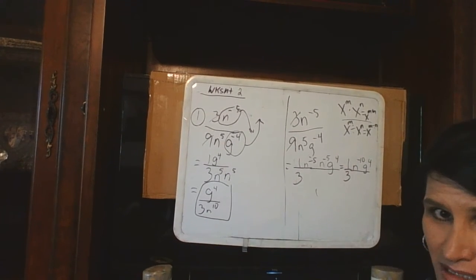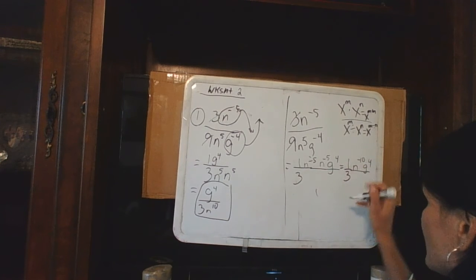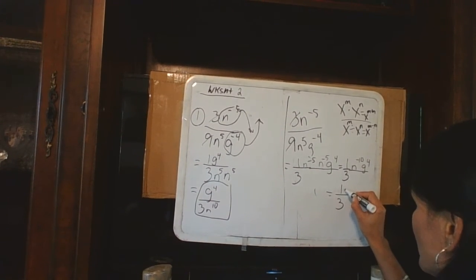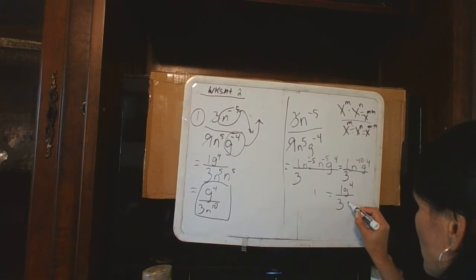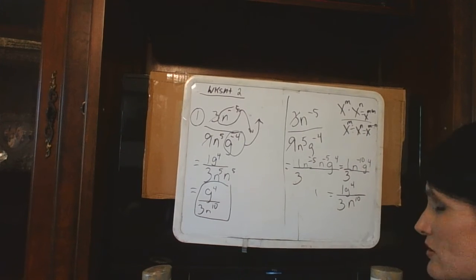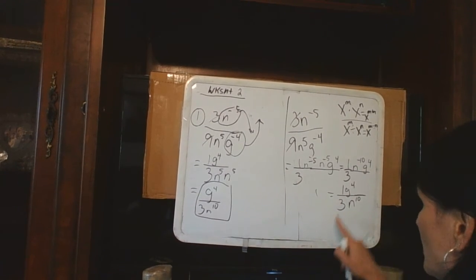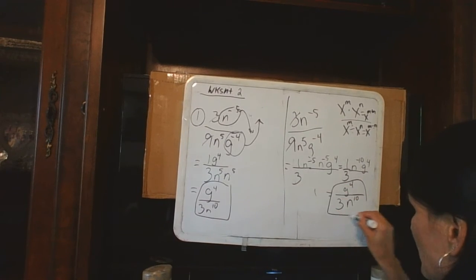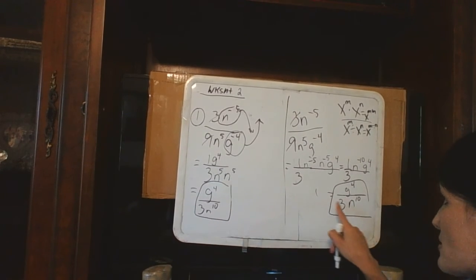But I'm still not done because this is a negative. So I have to go one step further, and I have to say g to the 4th stays in the numerator, but n to the negative 10 goes to the bottom, to the denominator, and it changes to a positive. And then I remember that 1 times anything is itself, so I now have my solution which matches.